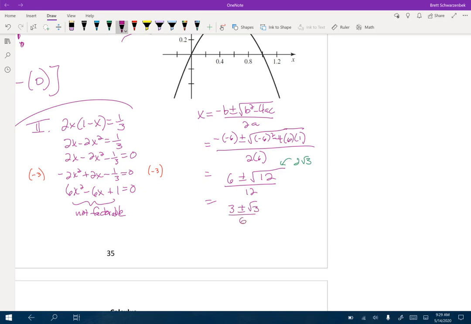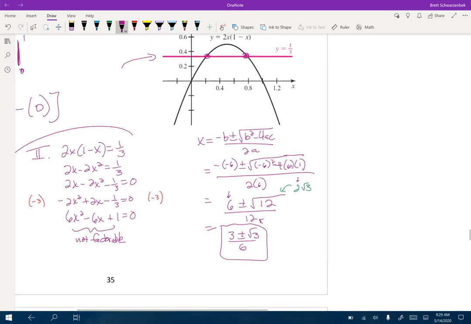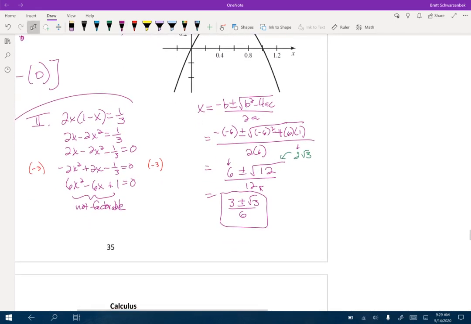So we're going to take a 2 out of here, and out of here, and we end up with this. So this is basically the answer. But it'd be nice to be able to verify that with some approximate values. So this is going to create two approximate values of 0.211 and 0.789. So let's go up to our graph.